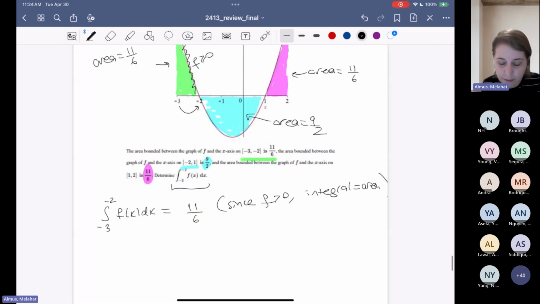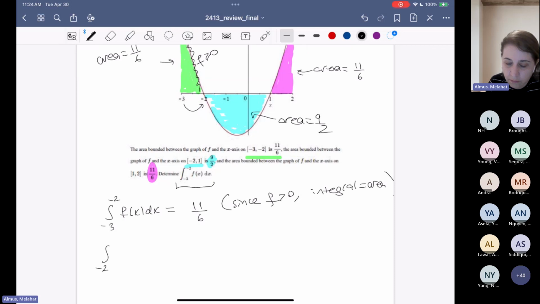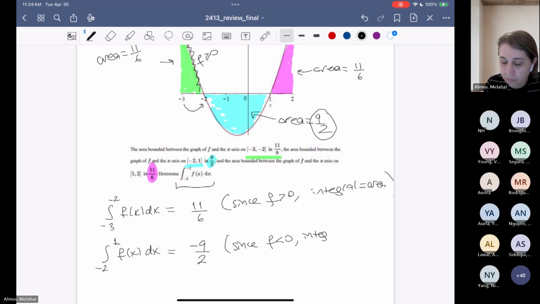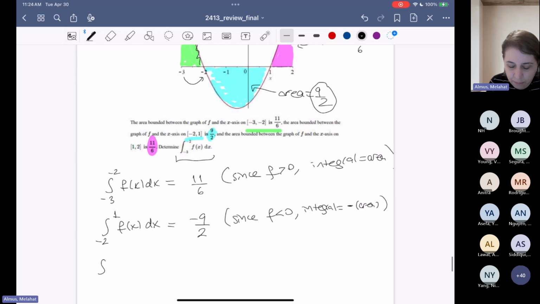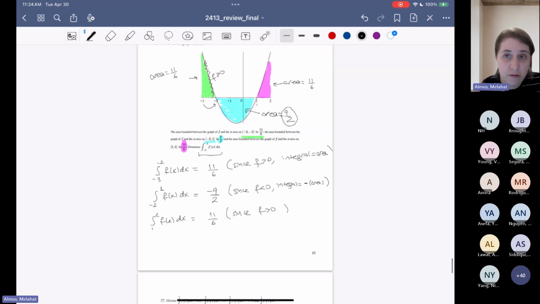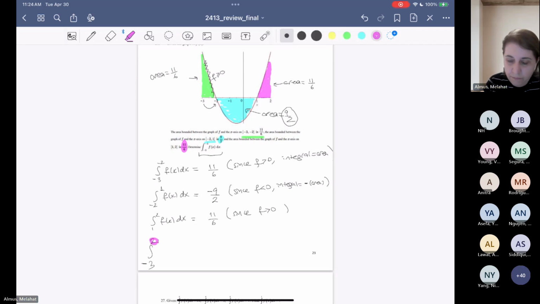Okay? If they said, what is the integral from -2 to 1? Then you need to be careful. Area is 9 over 2 means integral is -9 over 2. Okay? But if they said from 1 to 2, same drill. 11 over 6, because again, f is positive. Finally, just in case, if they say, what's the integral from -3 to +2?